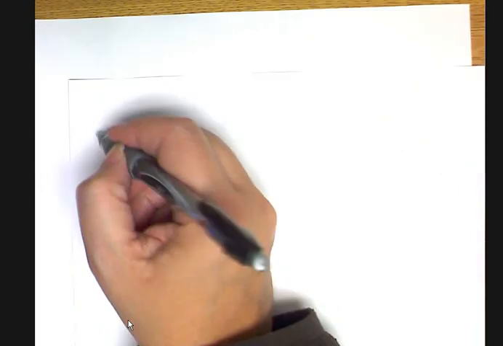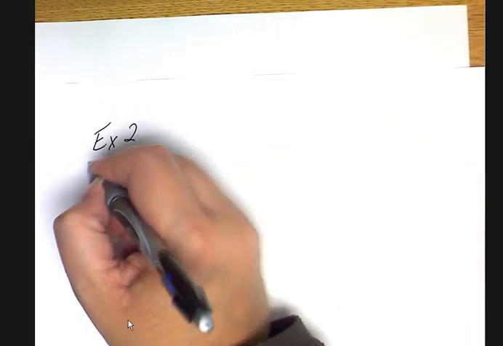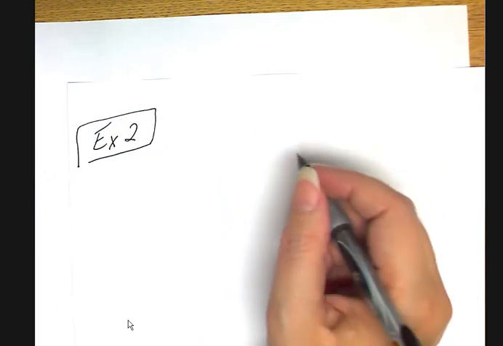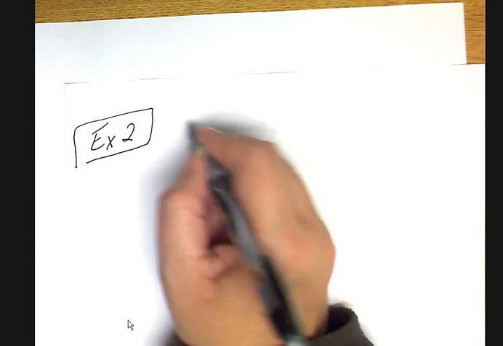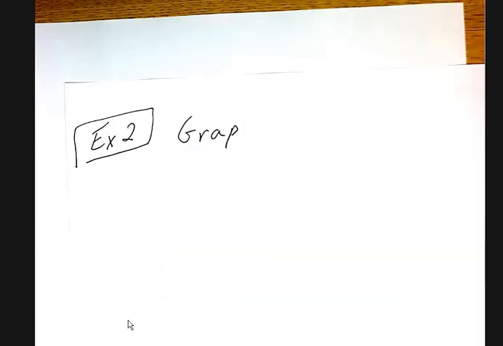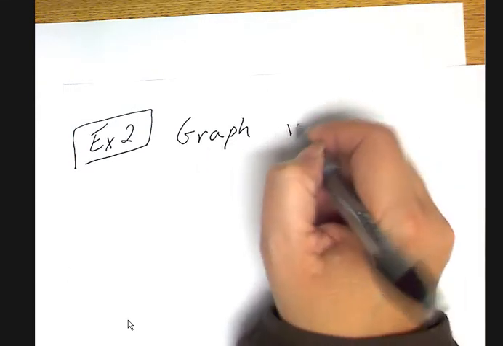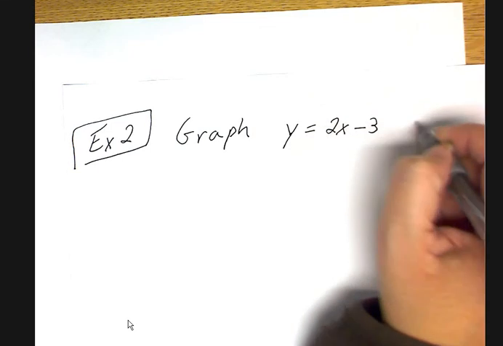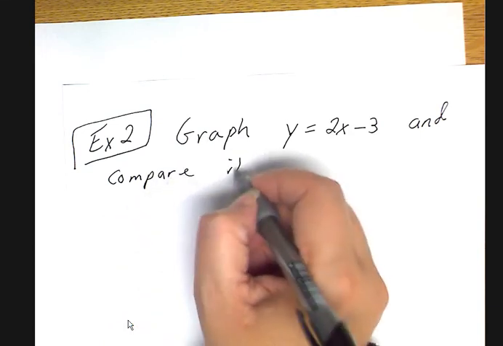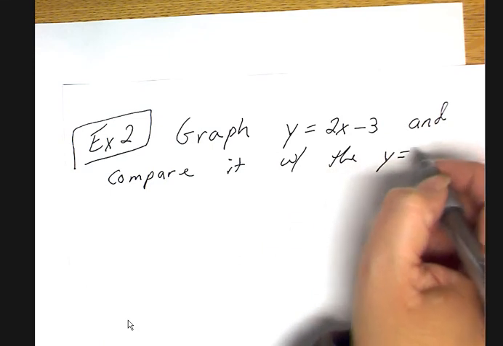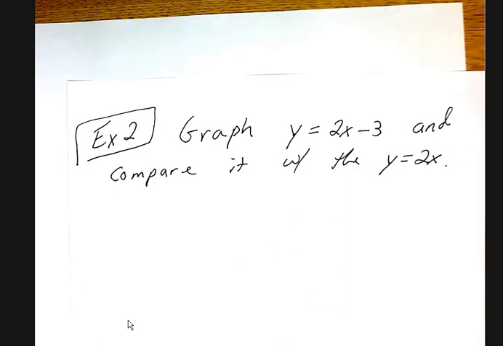Alright, last example then. Example 2. We have here: graph y equals 2x minus 3 and compare it with the graph y equals 2x. This is it. This is our last one.